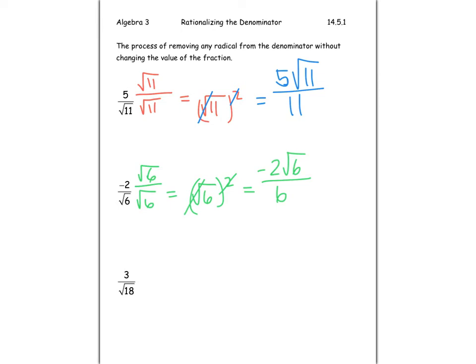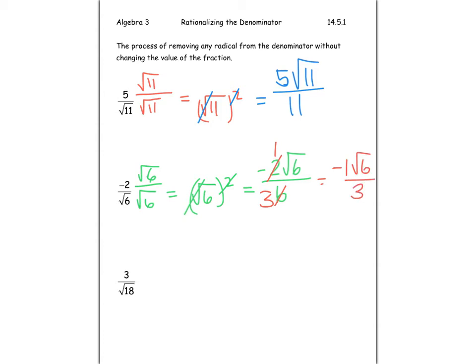Now this one has one additional step because the fraction that we have left, 2/6, can actually simplify. If we simplify 2/6, then we could divide by 2 and get a 1 and a 3. So this would actually be negative 1 square root of 6 over 3.